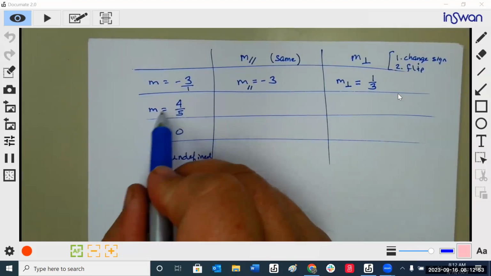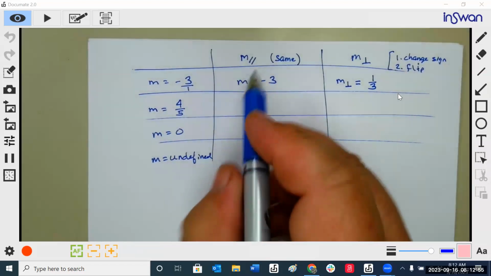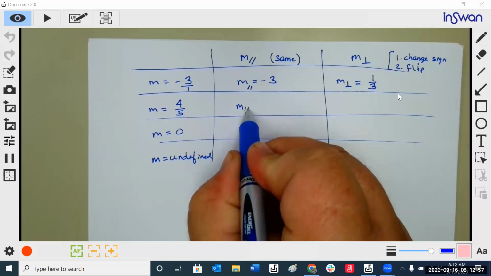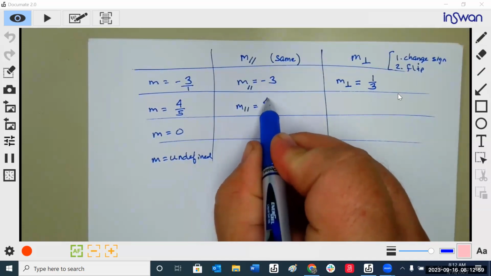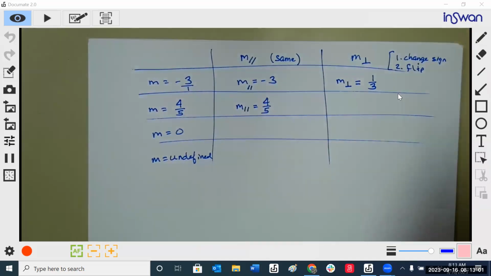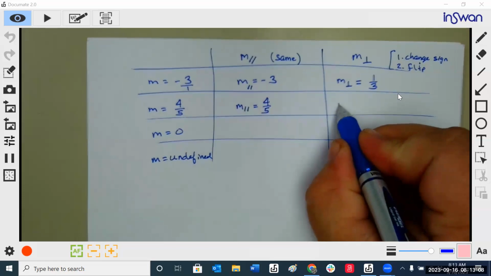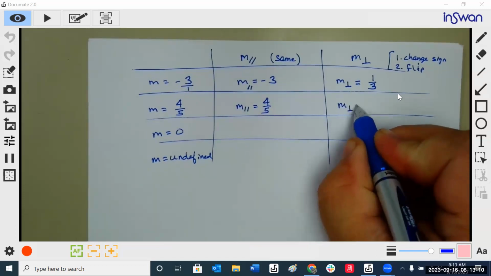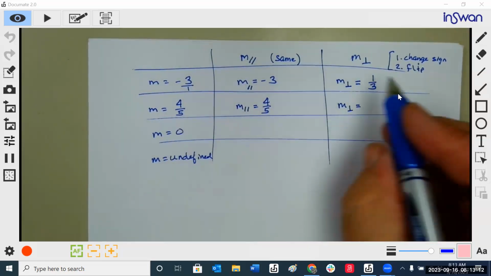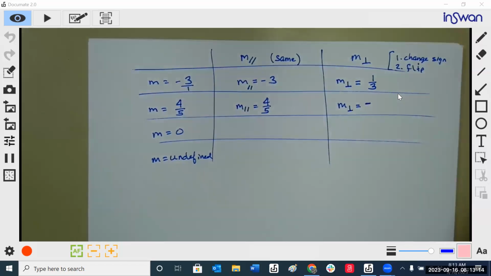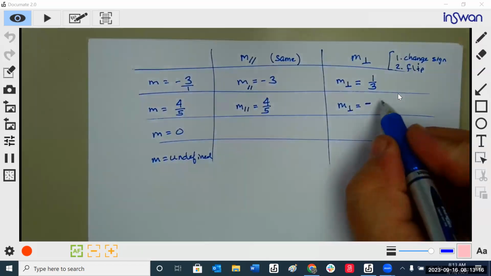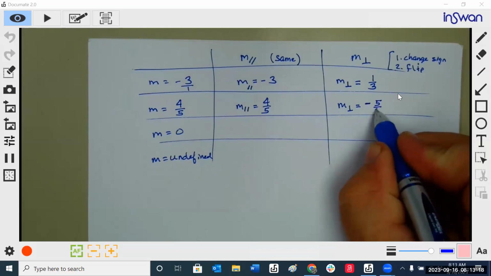The second one, slope is 4/5. The parallel is the same thing. It's 4/5. So the slope perpendicular, it's positive, so this one has to be negative, and flip this one. So it's 5/4.